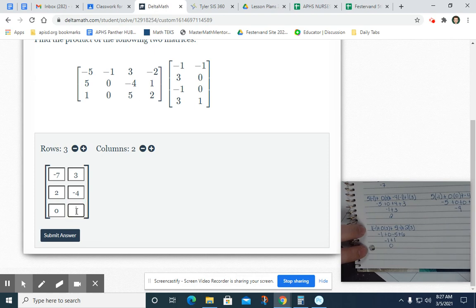And then for element 3, 2, I'm going to take row 3, 1, 0, 5, 2, and multiply by column 2. So that's negative 1, 0, 0, 1. So it's going to be negative 1 plus 0 plus 0 plus 2, which is going to be 1.